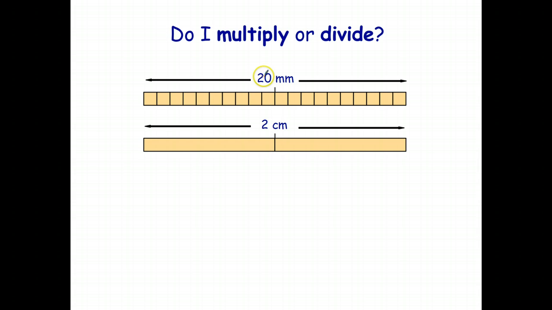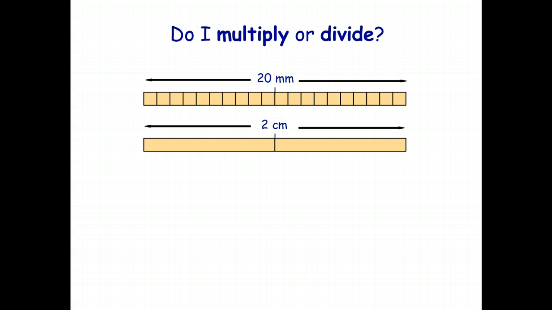So therefore, to convert millimeters to centimeters, what we do is we divide by 10. So little units to big units, divide, big units to small units, multiply. And that will work right throughout the entire metric system.